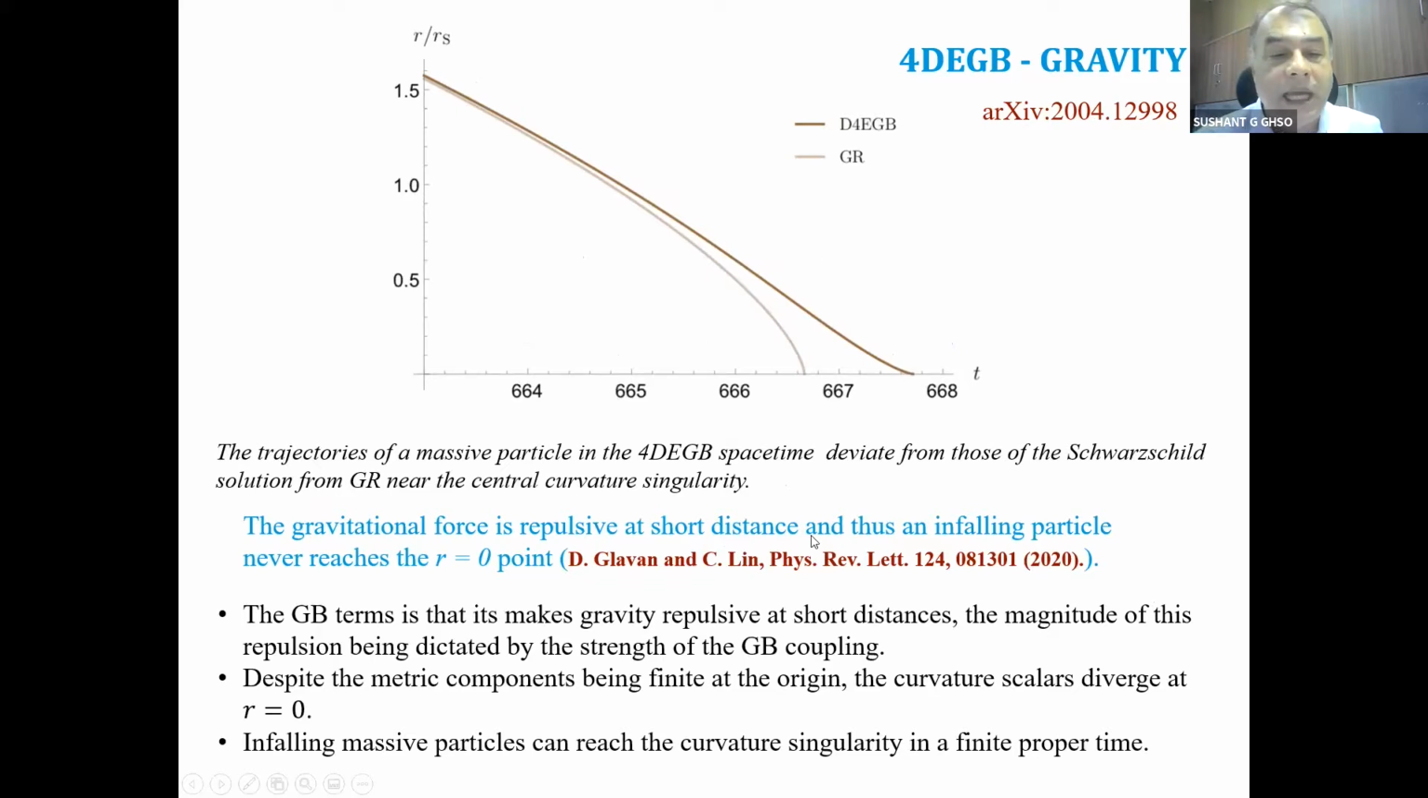However, if you see this picture, there is a problem that the particle reaches the singularity in finite time. This was the claim: gravitational force is repulsive at short distance, thus an infalling particle never reaches it. But these people have shown that the particle reaches the singularity in finite time, right? And therefore there is a curvature singularity. Although the metric function is finite, there is a curvature singularity. So that claim was refuted.